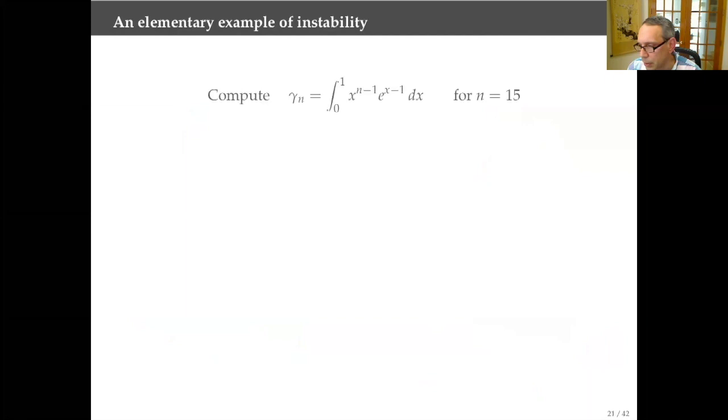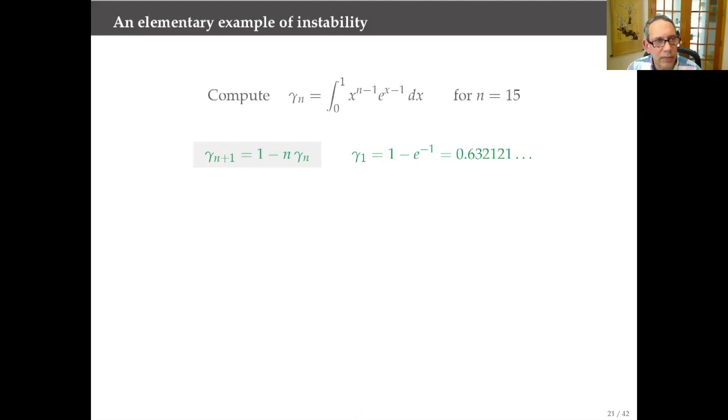Let me see how I'm doing on time here. Okay, I better move along. So the simpler case I'm talking about is not a differential equation, but just computing an integral like this: the integral of x^(n-1) e^(x-1) for n equals 15. To solve it, one thing I could do is integrate by parts. And even if you don't know much about calculus, you can see this recursion relation: Gamma(n+1) is 1 minus n Gamma(n).